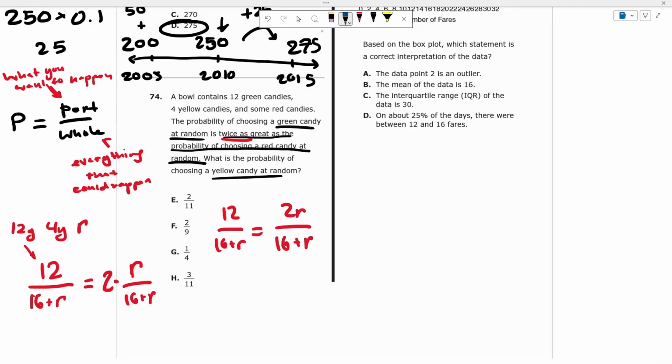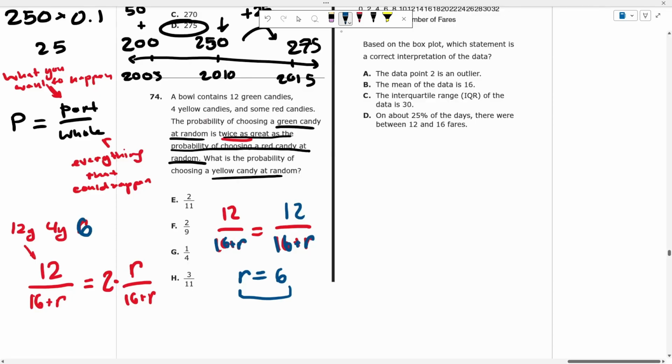In this case, I don't even need to cross multiply because I have the same denominators here. I can just look at the numerators. 12 over 16 plus R is equal to 2R over 16 plus R, so R has to equal 6. If R is equal to 6, 2 times 6 is 12, and you're left with 12 over 16 plus R is equal to 12 over 16 plus R. So we know that there are going to be 6 red candies in the bowl.